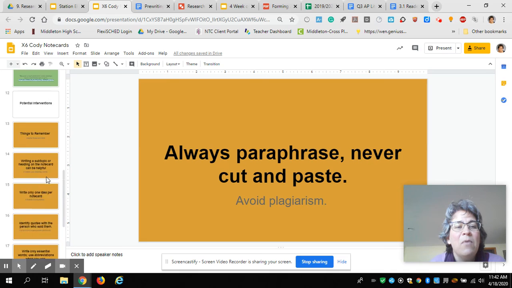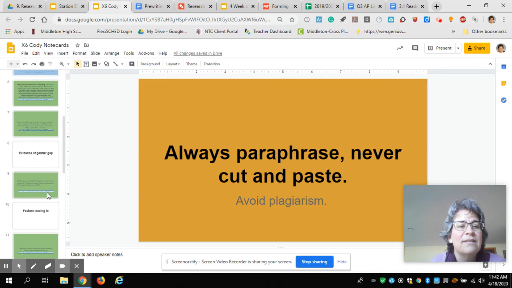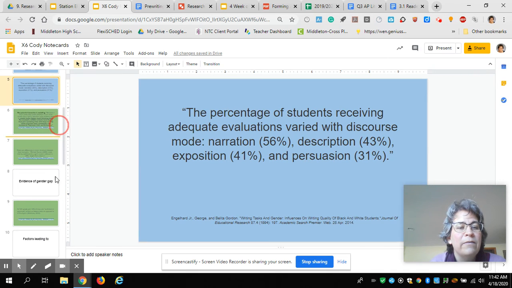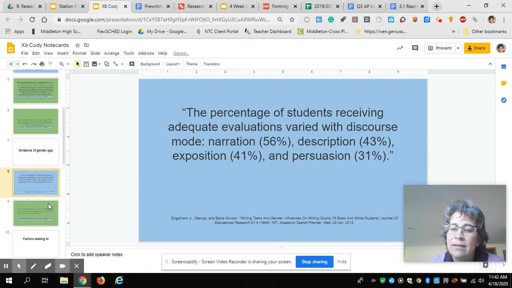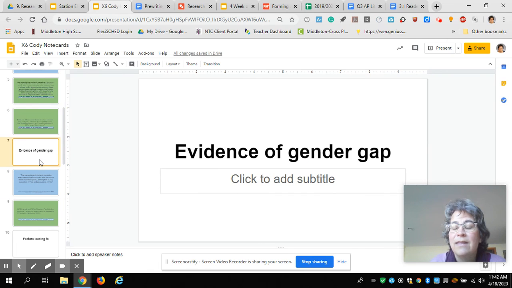So I am hoping that you can use slides to help move your information around, creating an outline. You make these headings and then you move the slides where you need to.